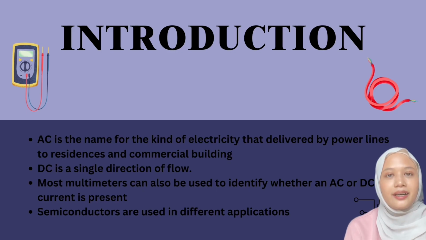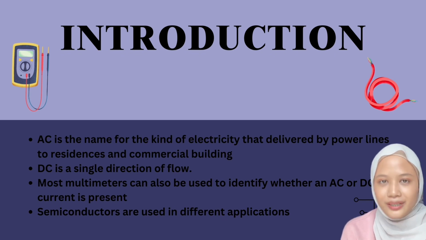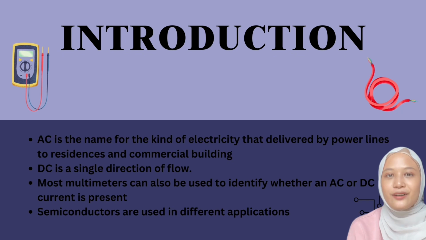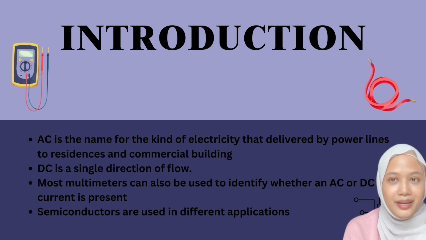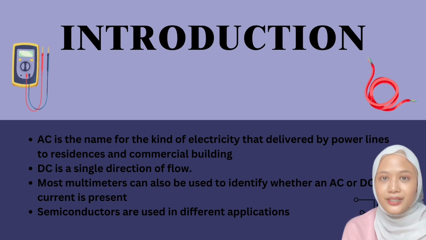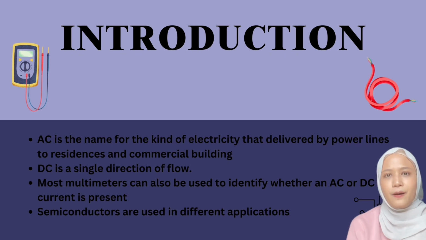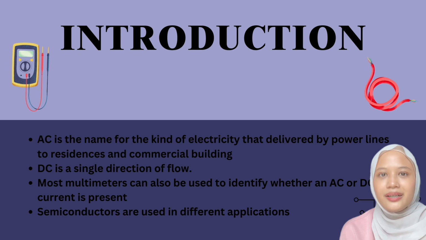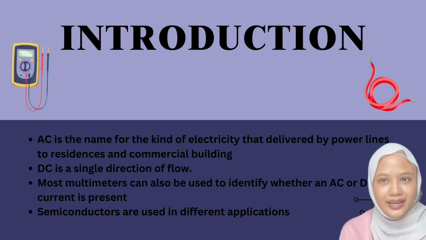For introduction, firstly, AC is the name for the kind of electricity that is delivered by power lines to residential and commercial buildings. Next part is DC. It's a single direction of flow. Furthermore, a multimeter can also be used to identify whether an AC or DC current is present.